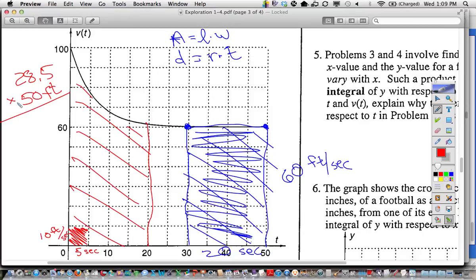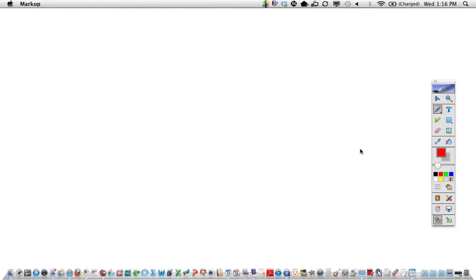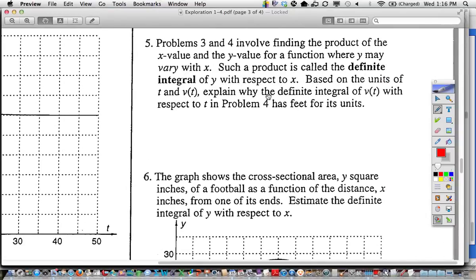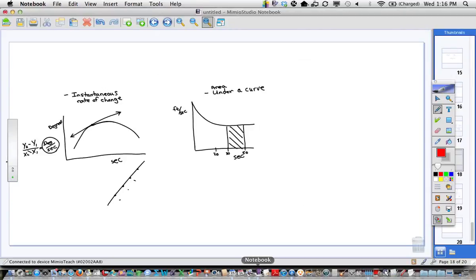So now we move on to number 6. And of course, number 5 says, all right, that's called the definite integral. It says, how come the units were feet? Well, because we took feet per second times seconds. That's as simple as you need for number 5. Feet per second times seconds turns out to be feet. Okay? Now, look up here on the board real quick. Look at the connection between rate of change here and area under curve, because what we did here is we took the y units, feet per second, and we multiplied them by the x units.